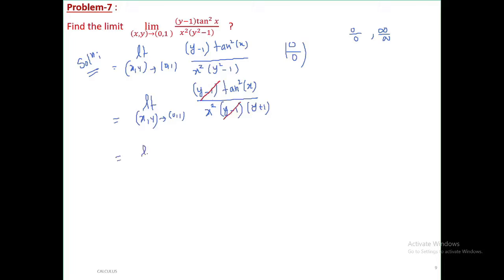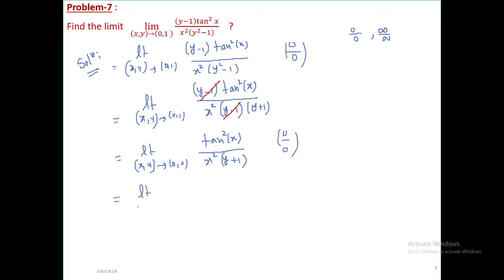So limit x comma y is reaching to origin. What is remaining? tan square x by x square into y plus 1. Now we apply the limit: tan square 0 by 0, again 0 by 0 I am getting. So again 0 by 0 form. Again simplifying, will you get? No simplification, because there are no similar terms kind of.